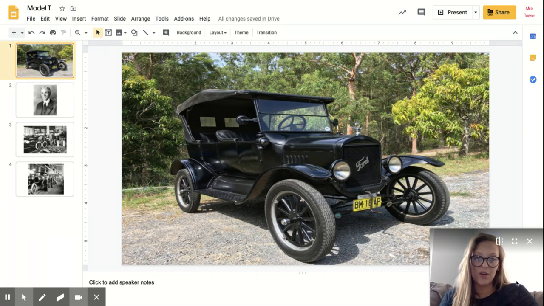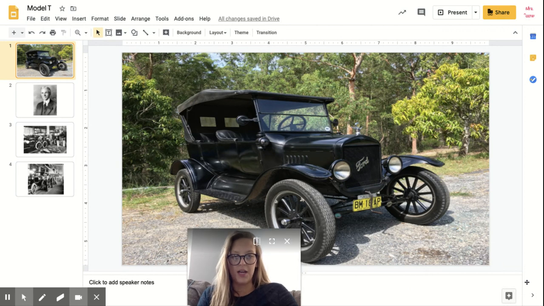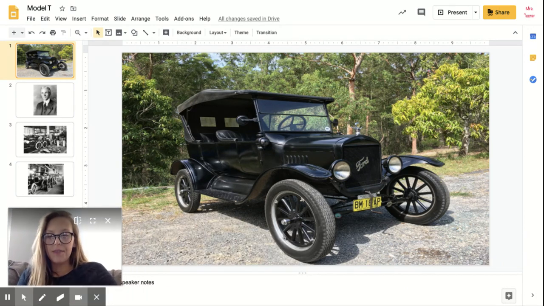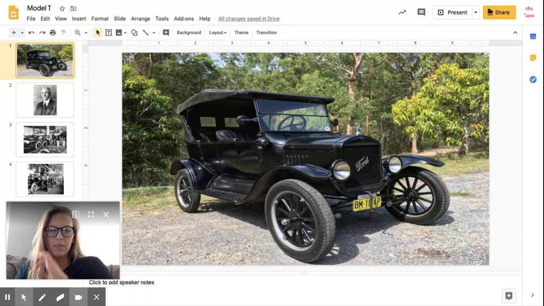Now, I want to switch gears and move towards historical artifacts. Right now, look at your screen and look at this picture. In your mind, I want you to think to yourself, what is this a picture of? Well, you might have thought it's a car, but this isn't any old car.